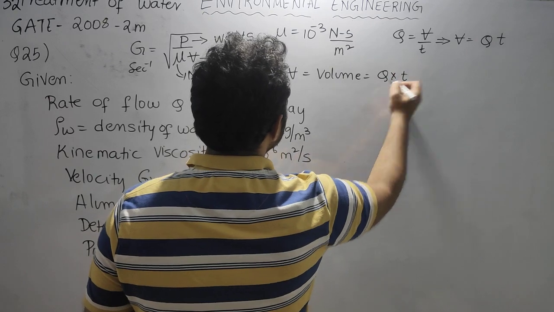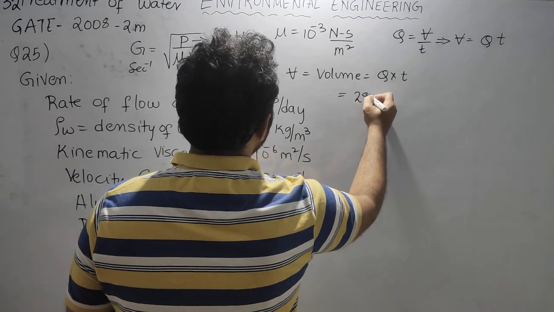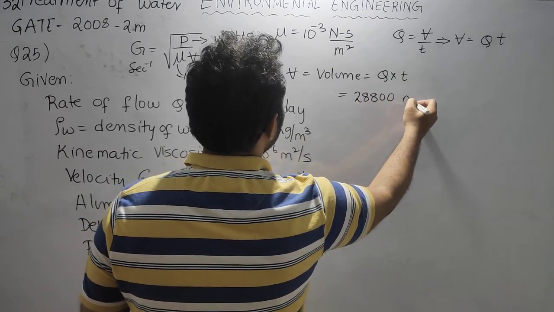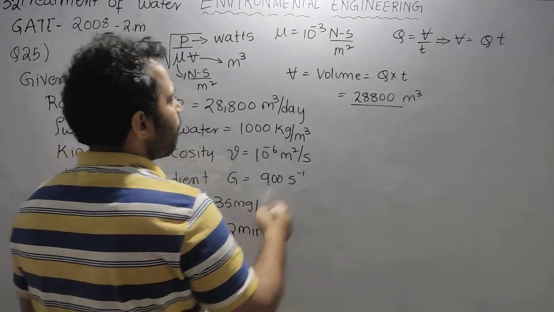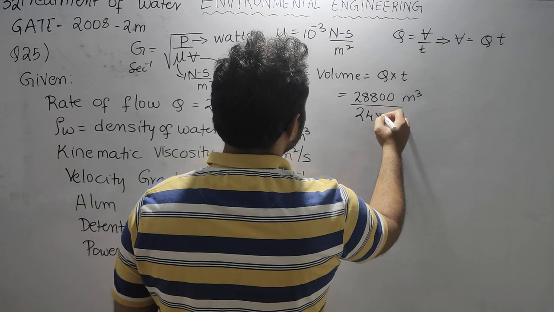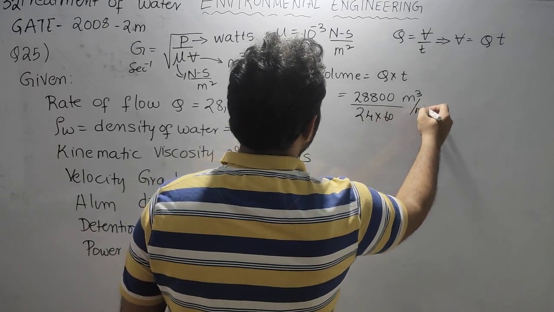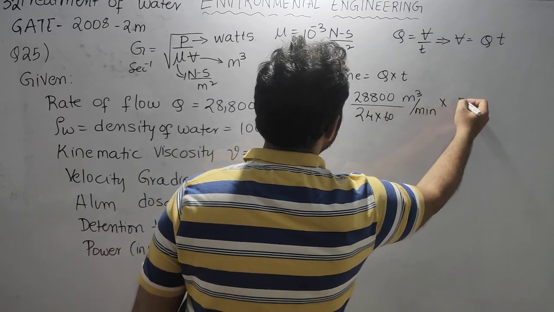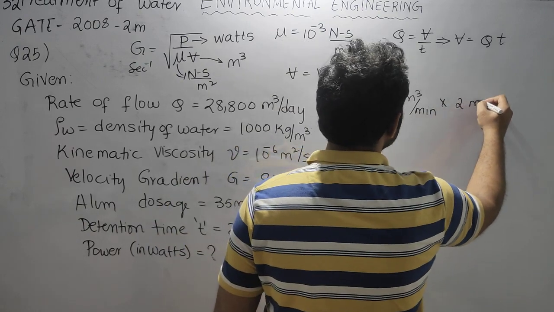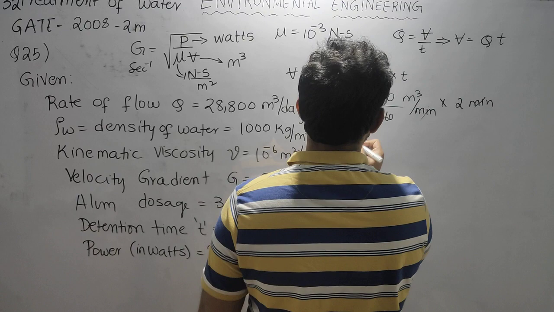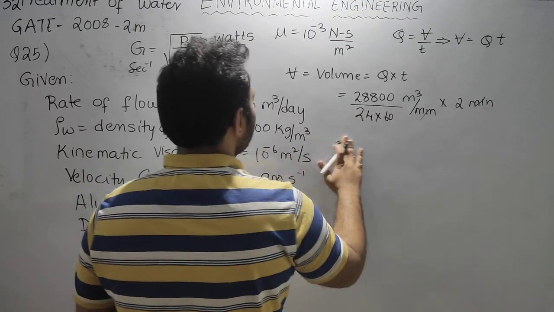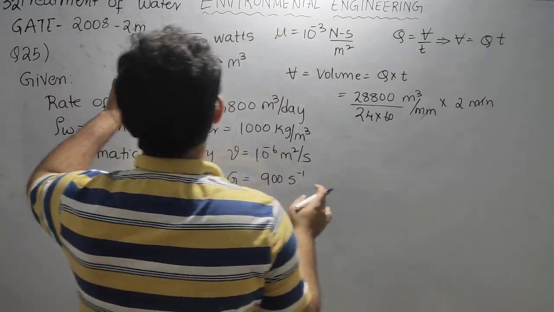That means 28,800 meter cube per day. Convert this into minutes because T is in minutes. 24 into 60 meter cube per minute, multiplied with detention time 2 minutes. So minute cancels, it will come in meter cube. So it will come some value.